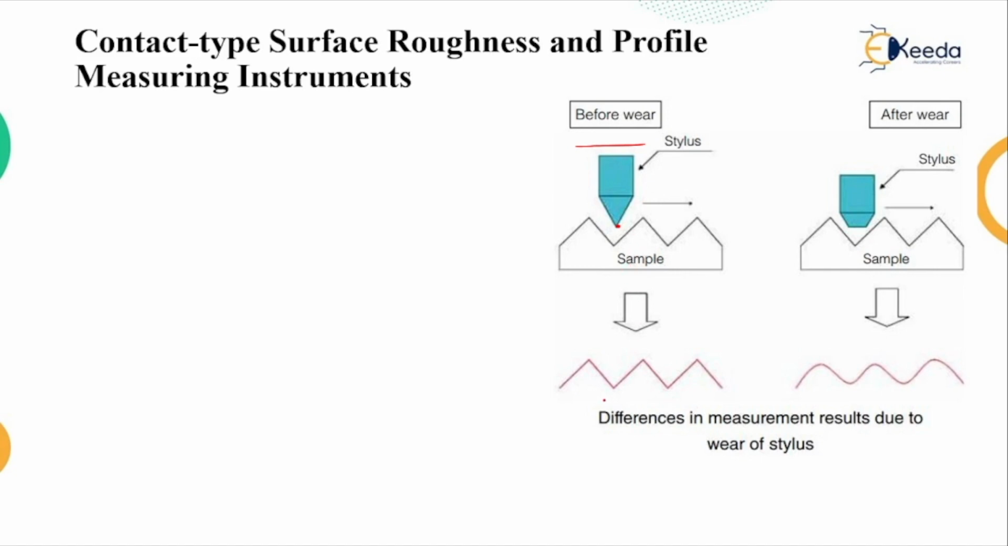So in a sample we'll get the actual profile, but after a few years of use, when the stylus is subjected to wear, the stylus end, the pointer or the sharp corner, becomes blunt, and now you can see the profile. We get a curved profile like this. So whatever roughness value we get, there will be some differences. That's why you have to calibrate it from time to time.